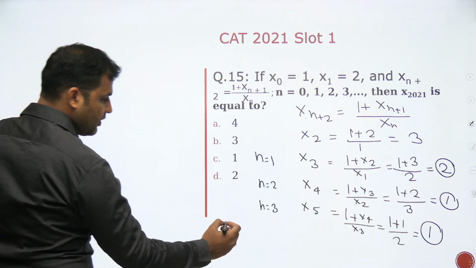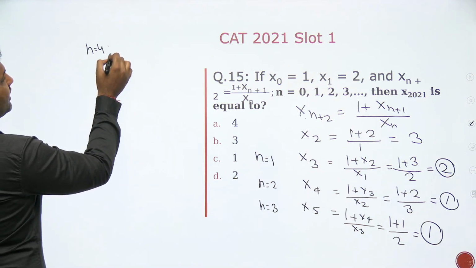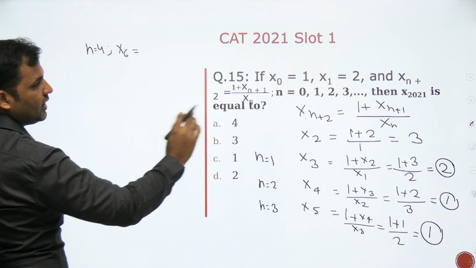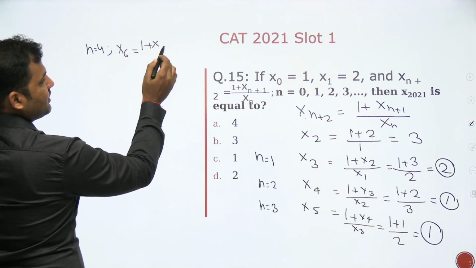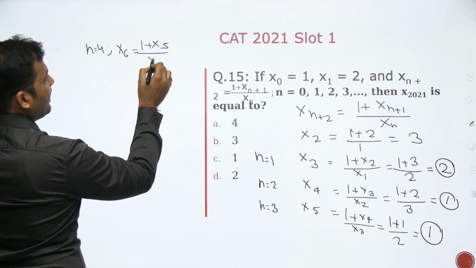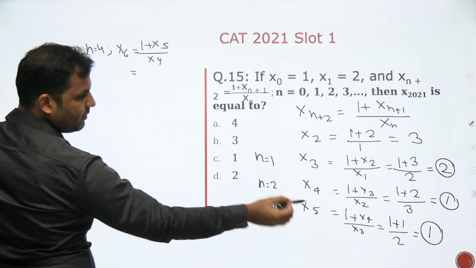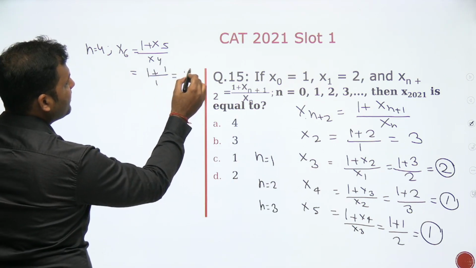Now let's find out the value of x6. If I put n as 4 here, the value of x6 will be 1 plus x5 divided by x4. 1 plus x5 is 1, x4 is 1, so this becomes 2.